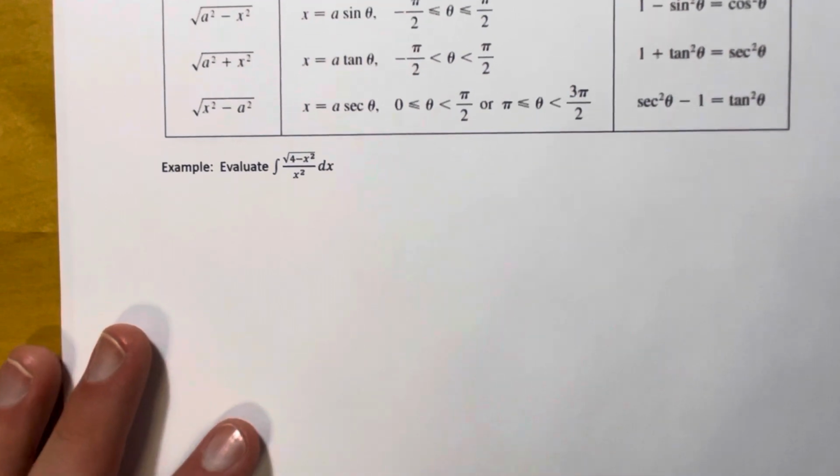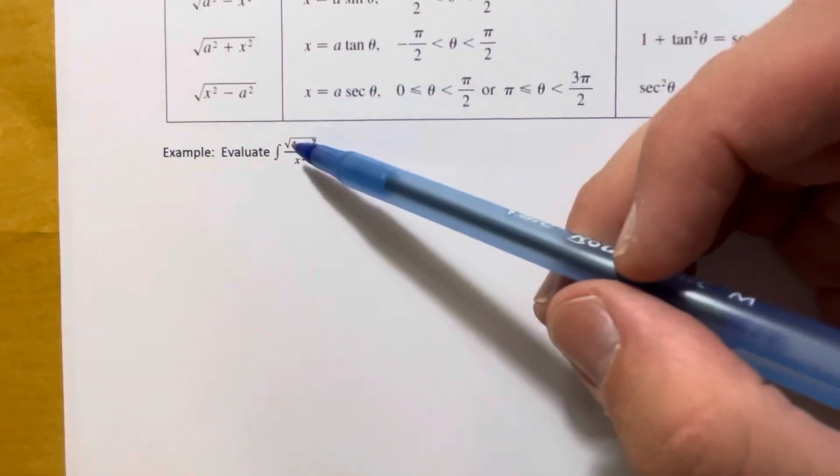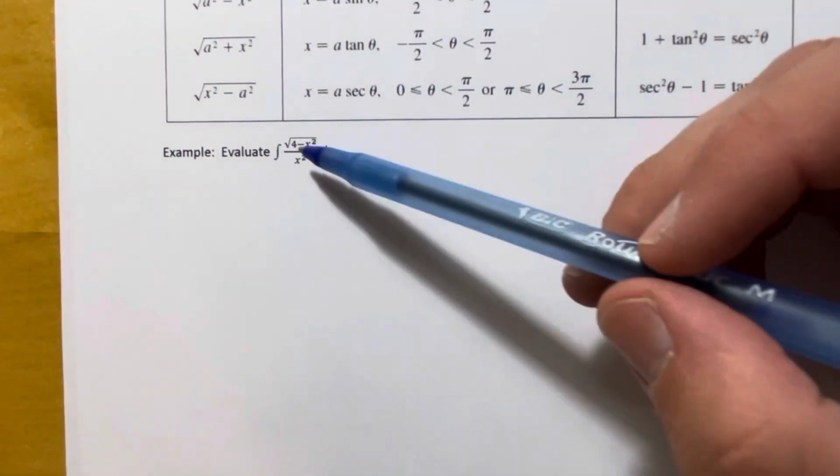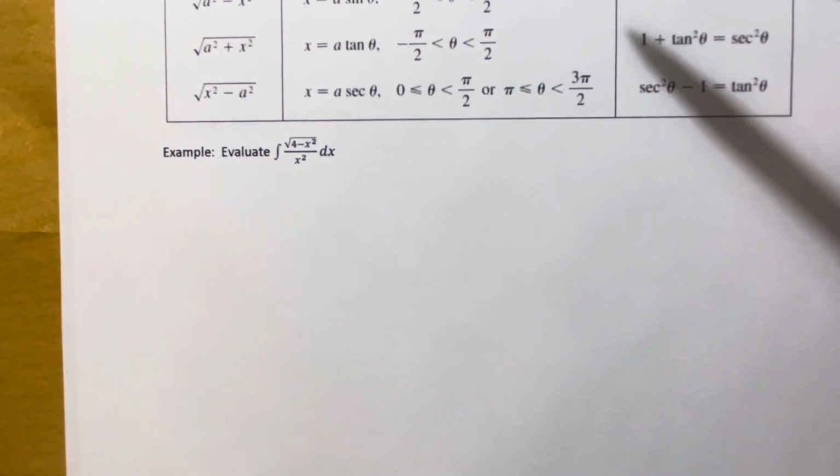Okay, that's a lot of general talking about this technique without really looking at any examples. So it's going to really help if we just jump into an example at this point. I would like to evaluate this integral right here. It's the square root of 4 minus x squared over x squared dx.